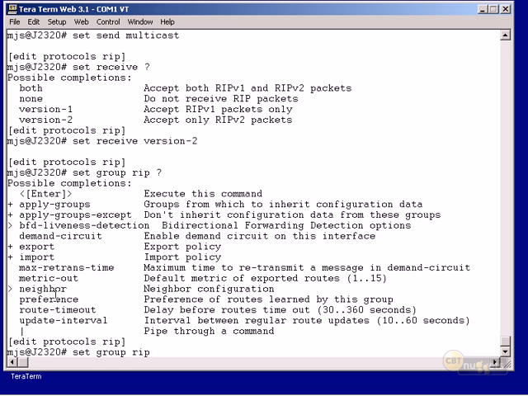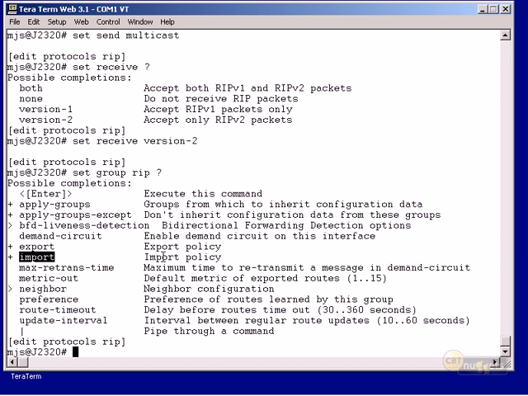Like we could set the preference, so we could change the preference from the default RIP preference to something else for this group. For example, we've also got timeouts that we can do. We can do export policies and import policies on a group level. So these are all very powerful commands. I'm going to go back and do a couple of other global commands now. I've set the send method as multicast, and I've set the receive method as version 2.